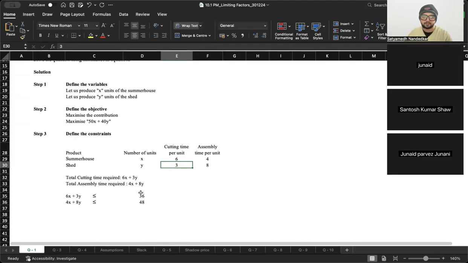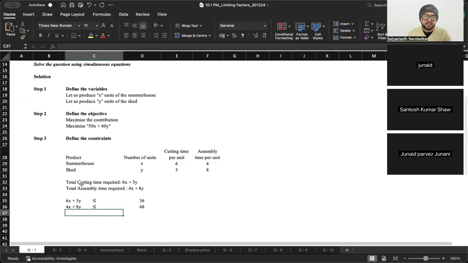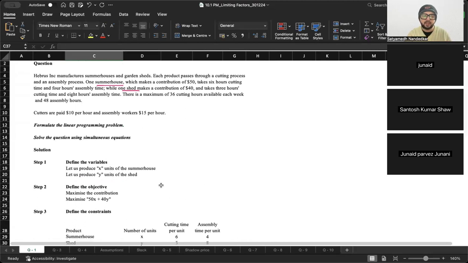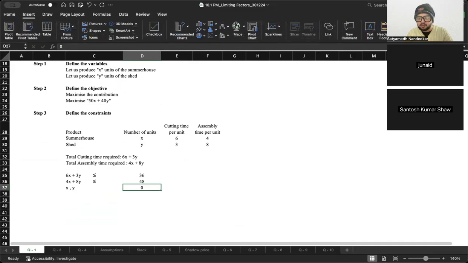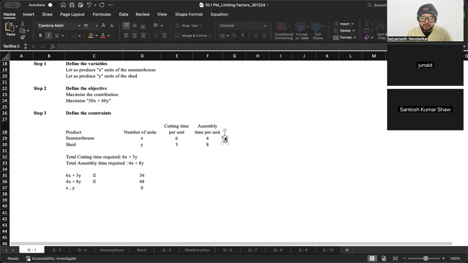Okay, sir, understood. Clear. Because we are making summer house and we are making the shed, these are all units or items, hence these both have to be greater than 0. So the non-negativity constraint is the next constraint. Now this is more or less a given, that all items, the number of units produced, have to be greater than 0, but still it's an important point that you mention the non-negativity constraint everywhere.